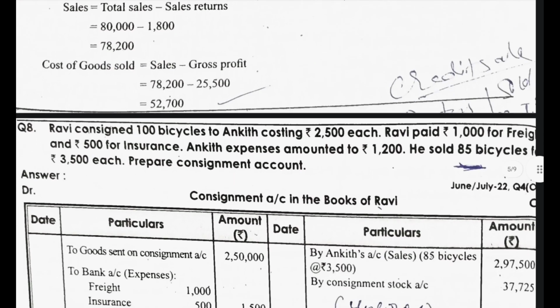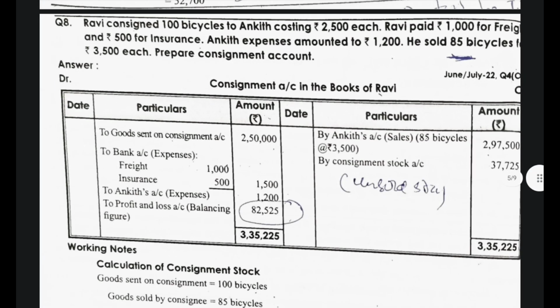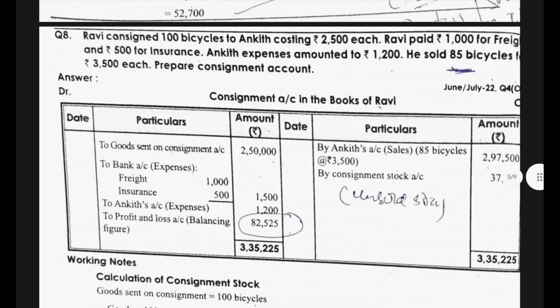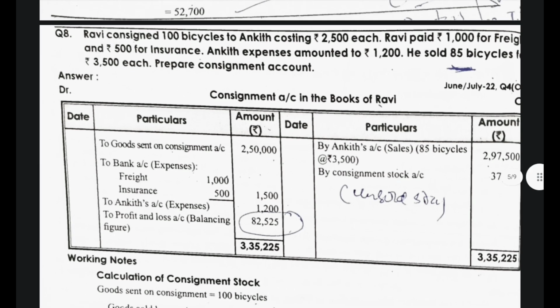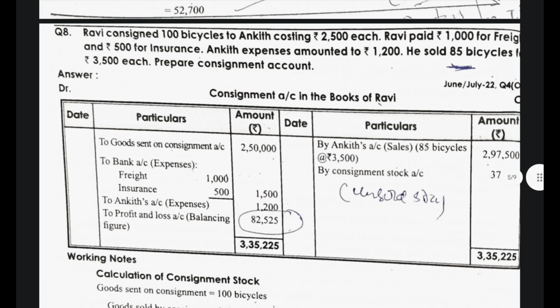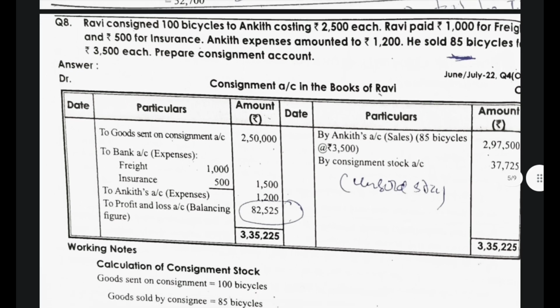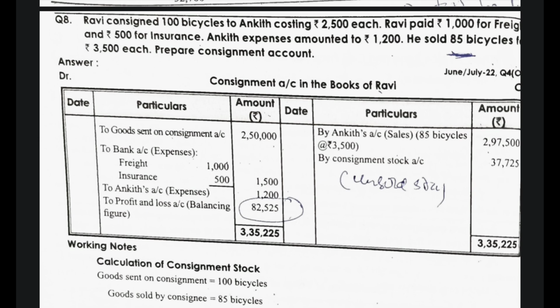Now next, Ravi consigned 100 bicycles to Ankit, costing rupees 2,500 each. Ravi paid 1,000 for freight and 500 for insurance, and Ankit's expenses were 1,200. He sold 85 bicycles for 3,500 each. Prepare the consignment account. In this we have to prepare only the consignment account. So unsold stock also is given.